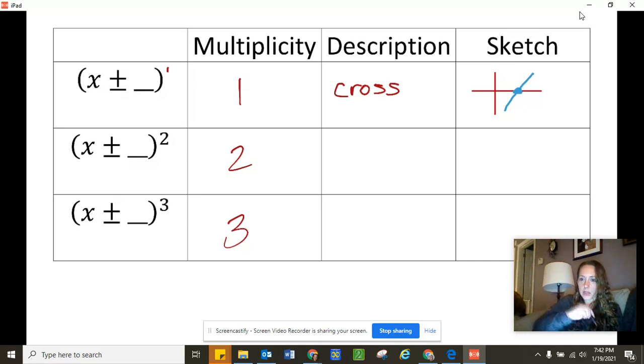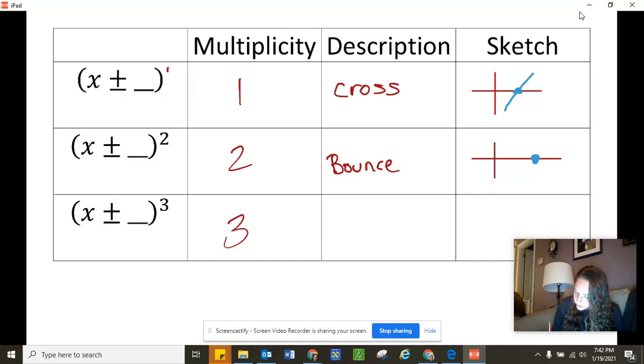And it's just a very simple crossing. For a multiplicity of 2, I call it a bounce. Again, you've got your x-intercept wherever, depending on the number, and essentially it just comes up but bounces off of the x-axis. Okay, so it never actually goes to the other side. It stays on the same side of the x-axis.